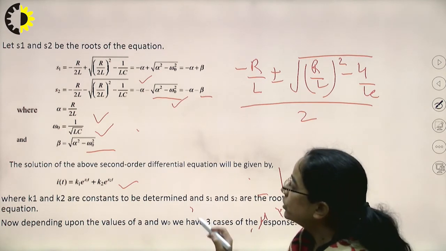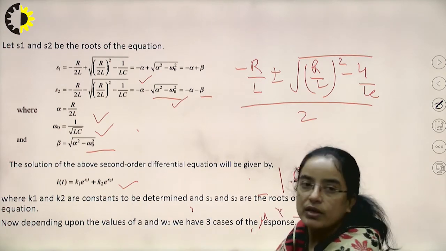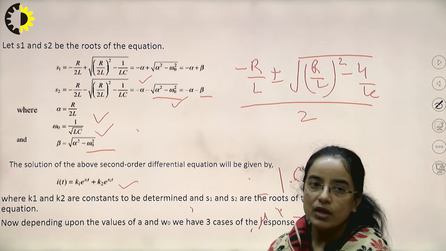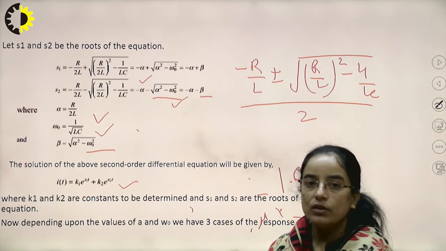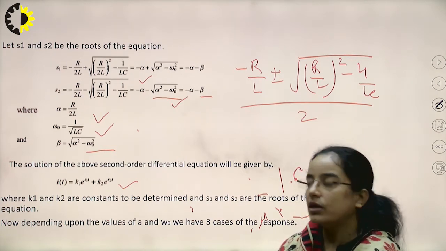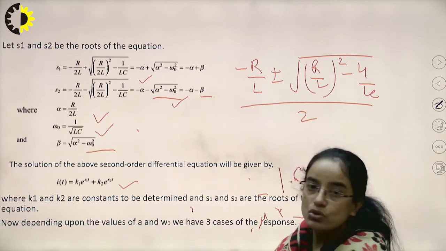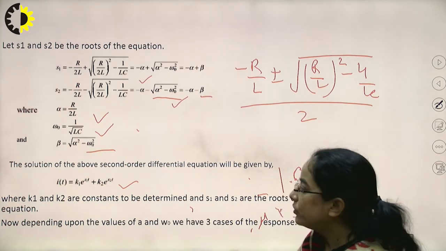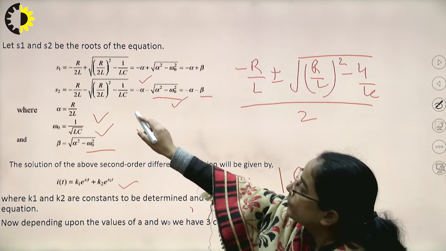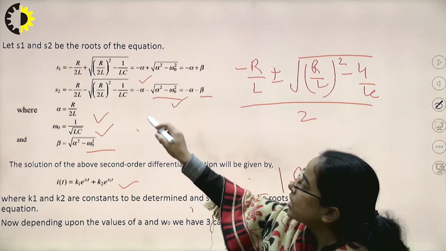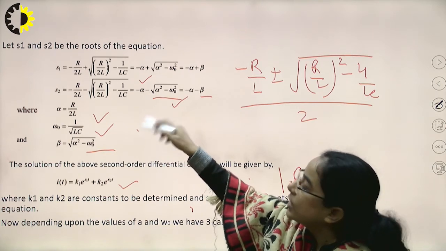So the solution has become k1 e to the power s1t plus k2 e to the power s2t. Here k1 and k2 are constants, and S1 and S2 are the roots of the differential equation, that is minus R by 2L plus minus square root of (R by 2L) square minus 1 by LC.